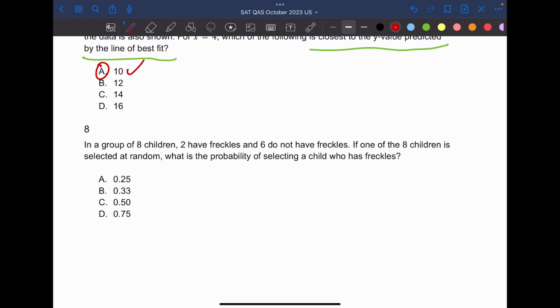Question number 8. In a group of 8 children, 2 have freckles and 6 do not have freckles. If one of the 8 children is selected at random, what is the probability of selecting a child who has freckles? So to do this, you would need a fraction. The numerator is the number that we want. The denominator is the number of total items. I'm just going to write number of total items.